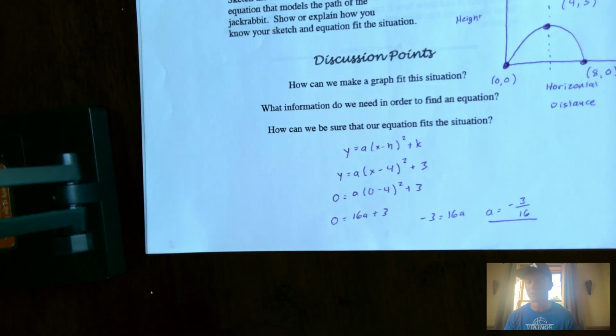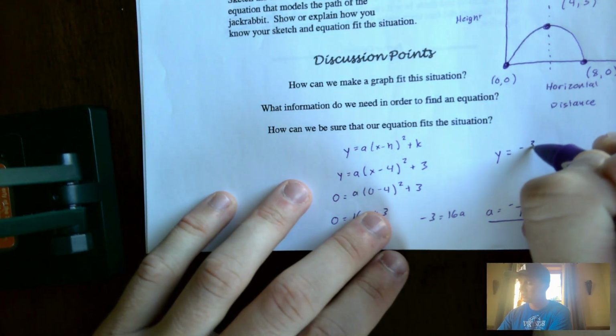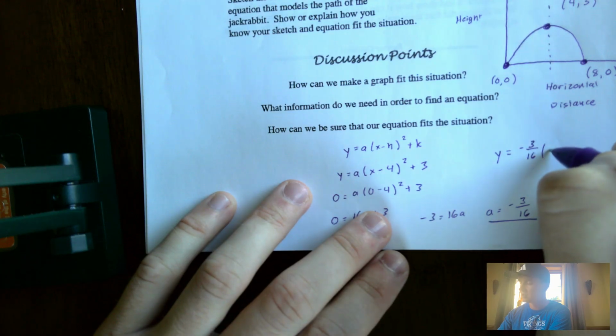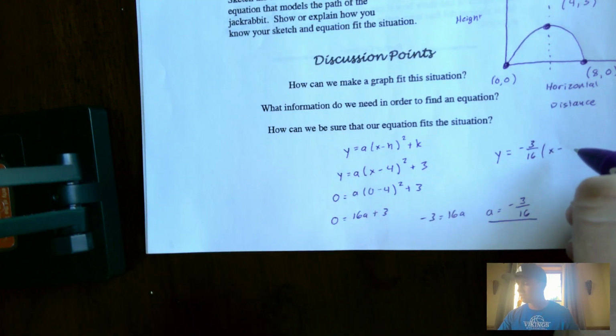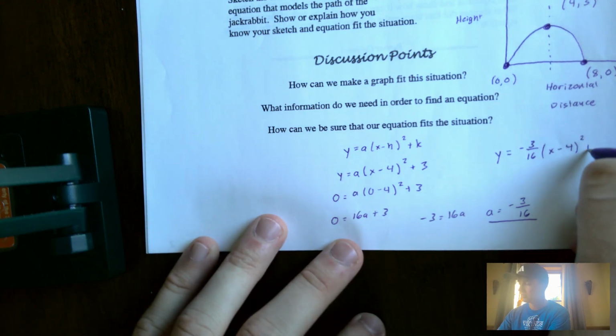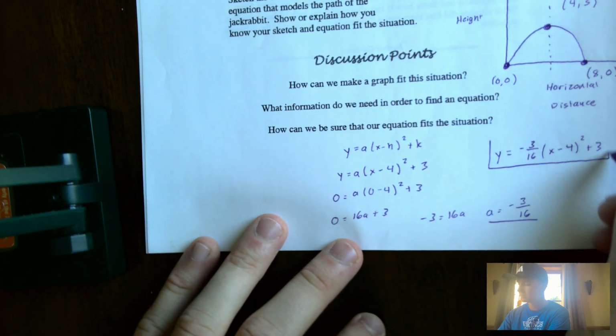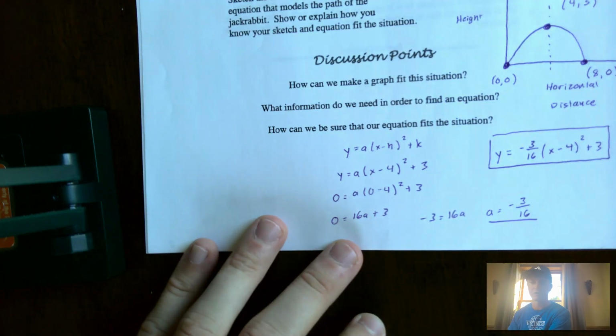Because if you look, what we're doing here is we're just, again, solving for the a, h, and k. So now what I can do is I can just plug it back into the situation. So y is equal to negative 3 over 16, parentheses x minus the value of 4. So therefore I have minus 4 quantity squared, and then plus 3. So therefore, what we have is we have our equation there.